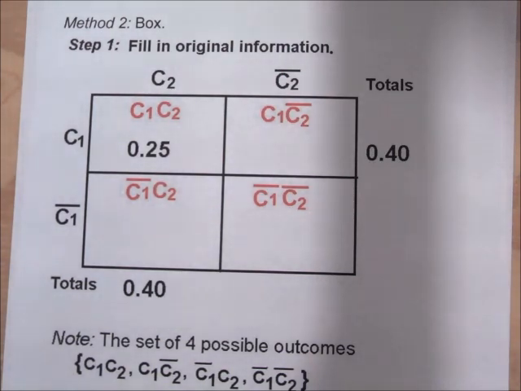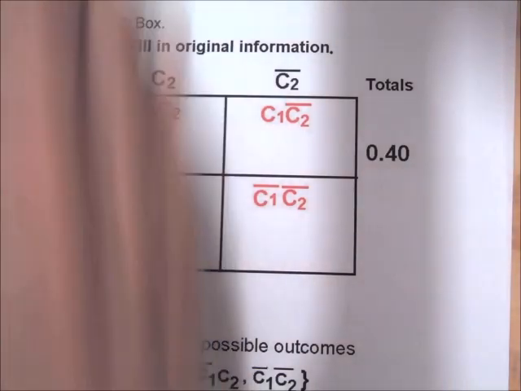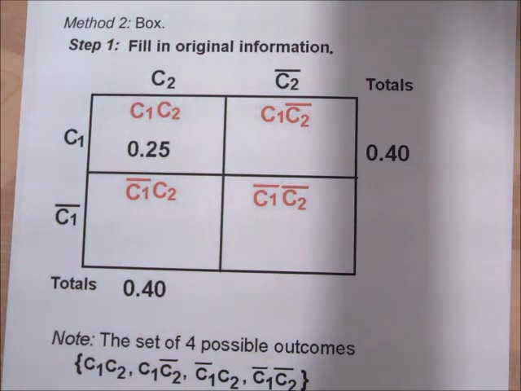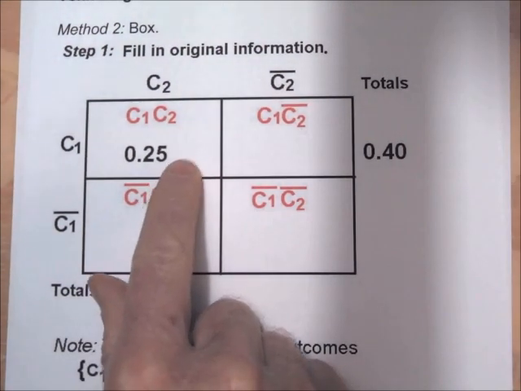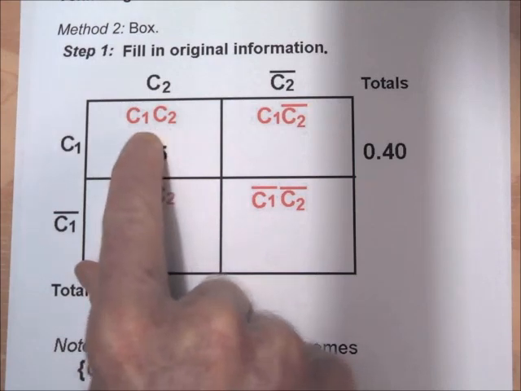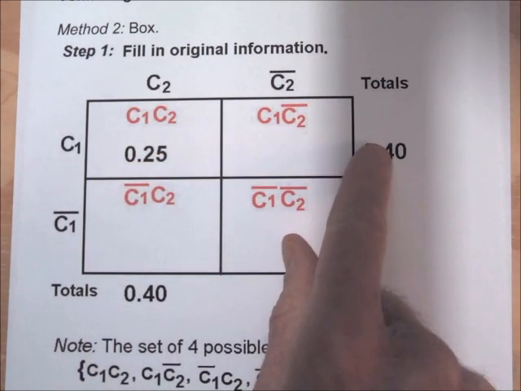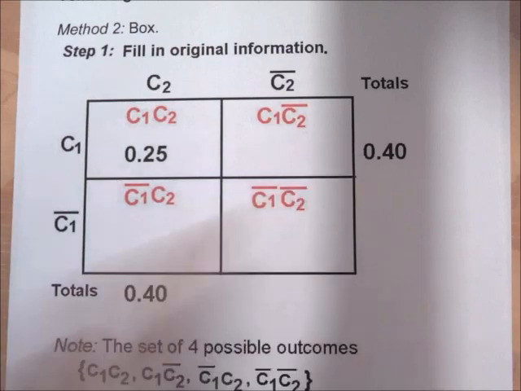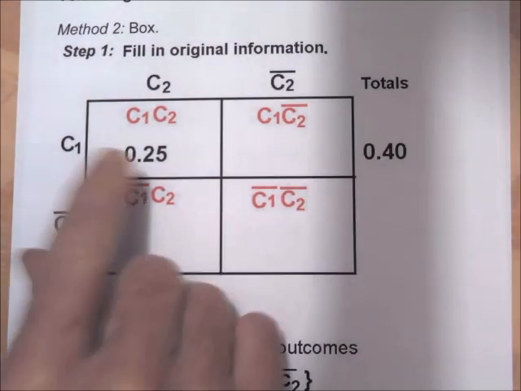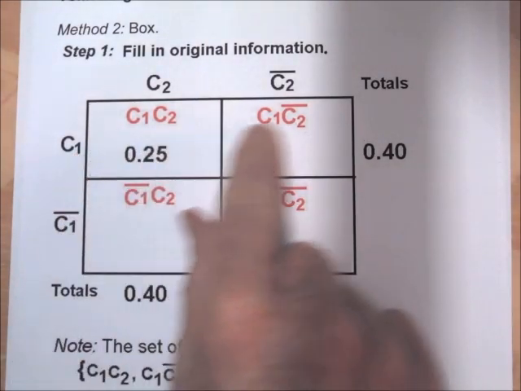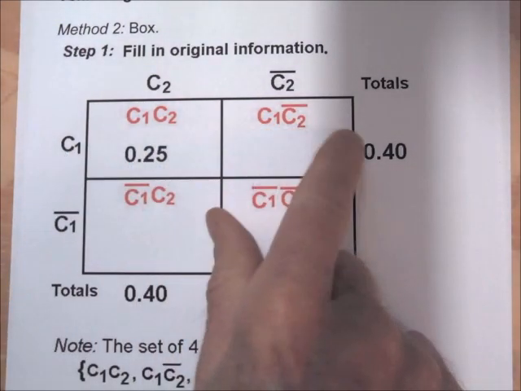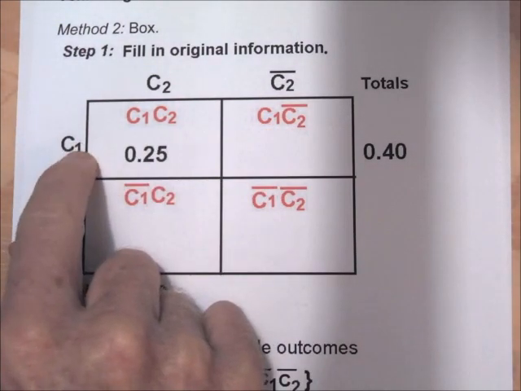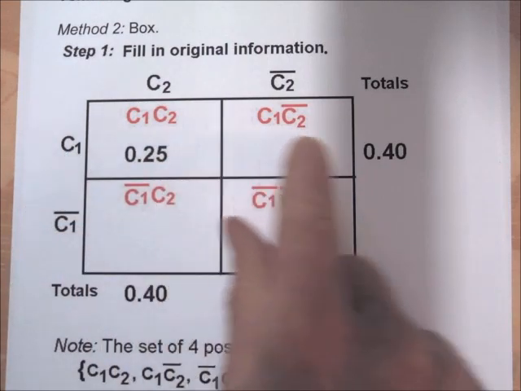I'll say more about that later. But when you're filling out the box, you want to first start with what's known. What's known is the probability of both, and also each individual child probability. So anyway, before I get into that though, first things first. I'm making the first row the child 1 row.